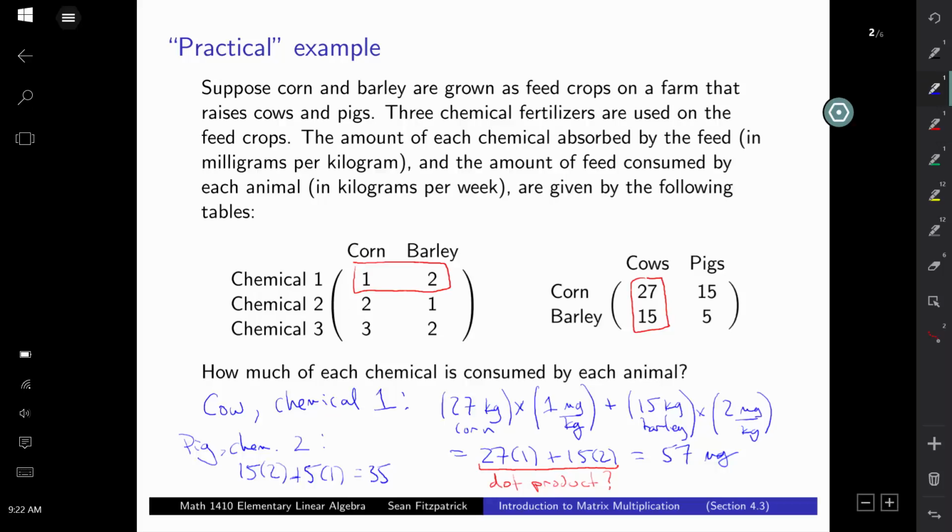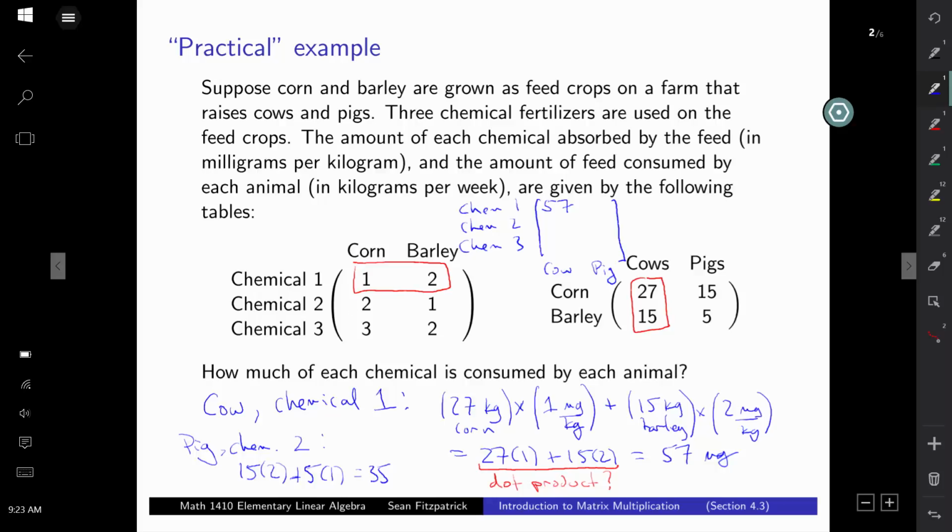And so what we're trying to figure out overall is, we have chemical 1, chemical 2, chemical 3, we have our cows, we've got our pigs, and we want to end up knowing how much of chemical 1 is consumed by a cow. So we worked that out. That was 57, right? And notice that that's the entry in the first row and first column here, and the way we obtain it is we take the first row from the matrix on the left and we multiply by the first column of the matrix on the right.